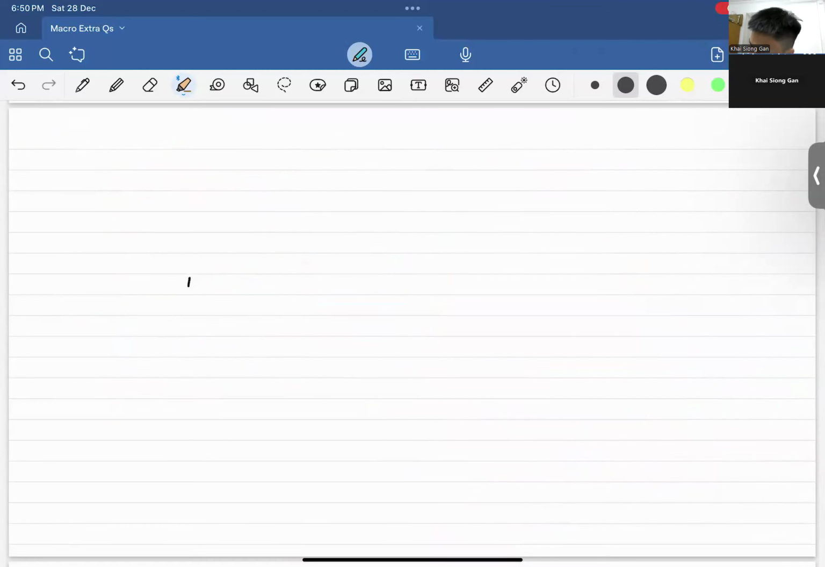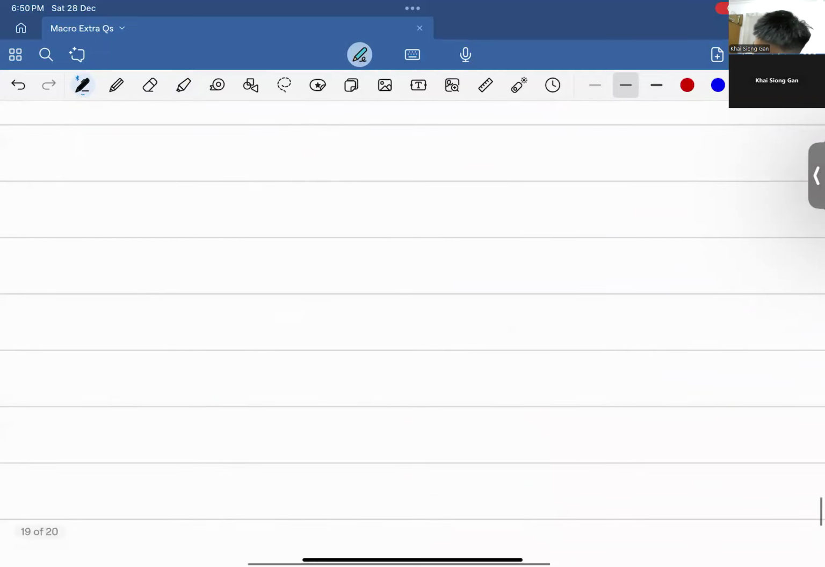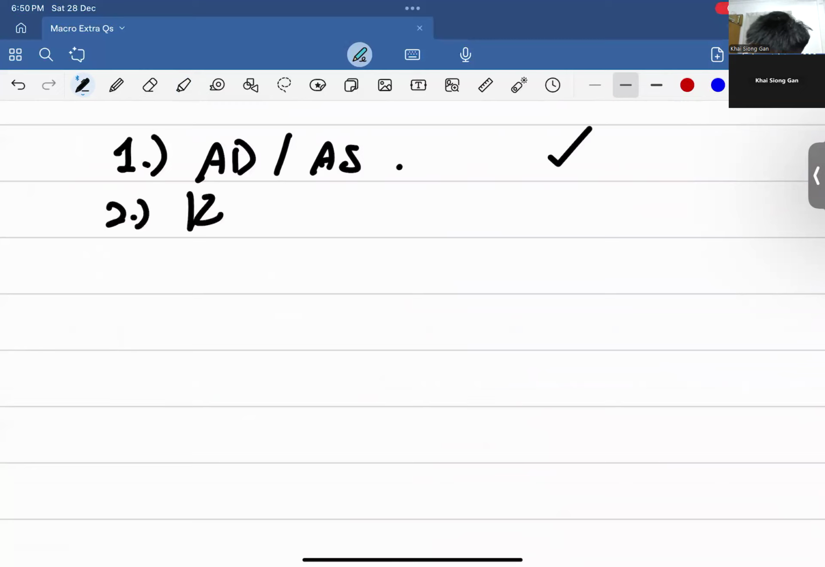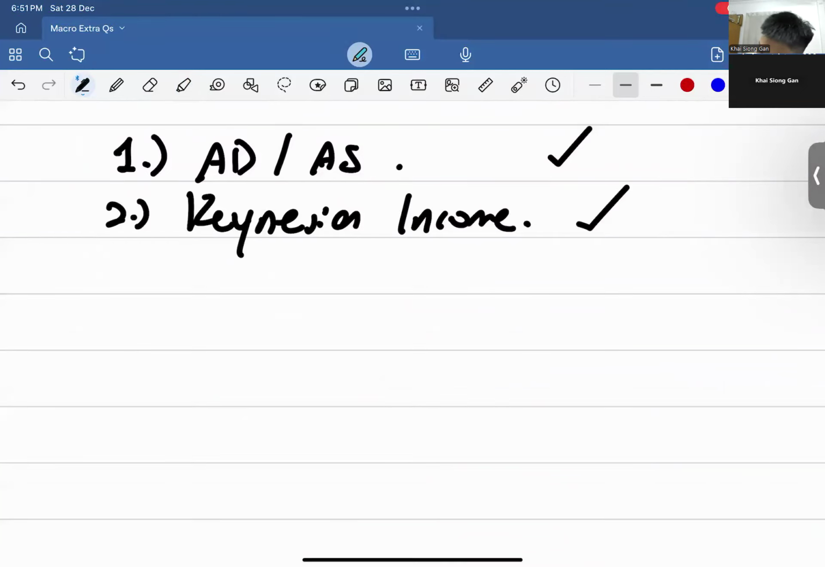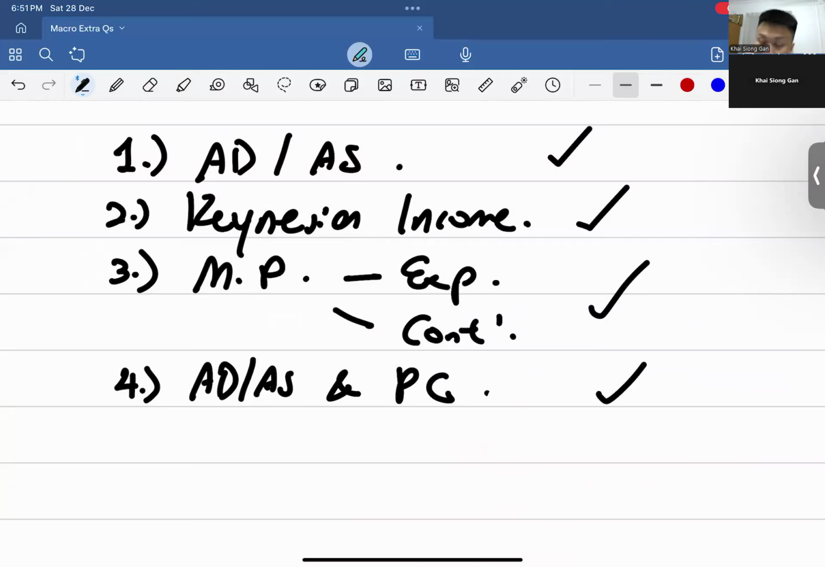We cover what? Okay, let's see. We cover the ADS diagram, correct? Done. Keynesian income graph, we cover. Done. Monetary policy, we do the expansionary one, and I give you the homework to do the contractionary one. We also done. ADS and also the Phillips curve, we also done.